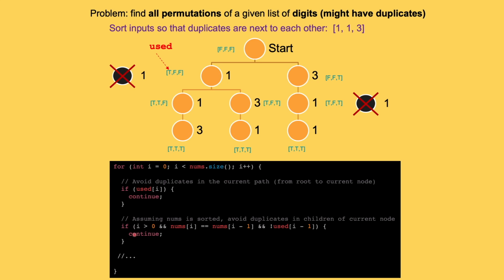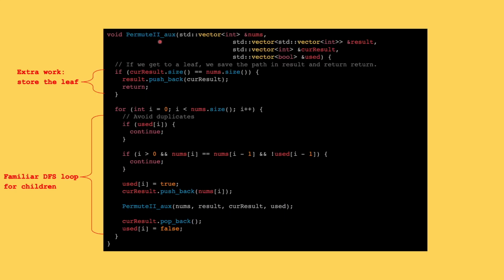With these two simple modifications, everything else is very similar to our previous example. This shows the complete algorithm. The input is given as a vector of integers, and then we define 3 auxiliary parameters. Result and current result are like before, and then used is the new vector that we just talked about. Just like before, we first check for leaves. If it is a leaf, then we push current result into result and then we return. Otherwise, we have to run DFS on children.